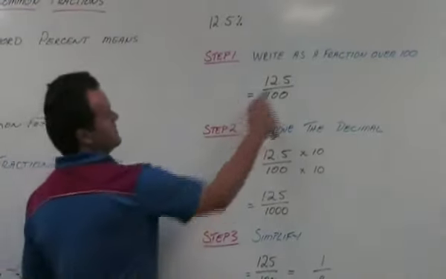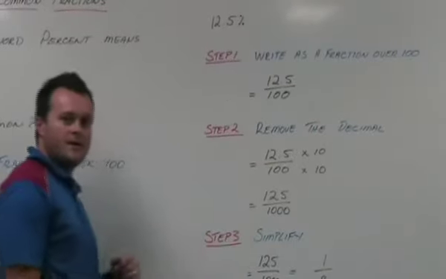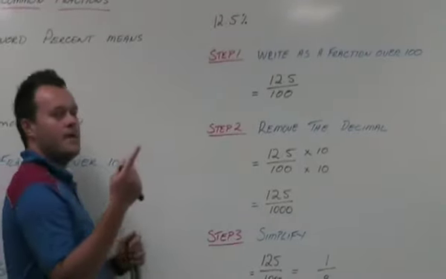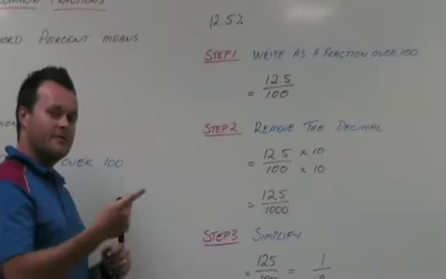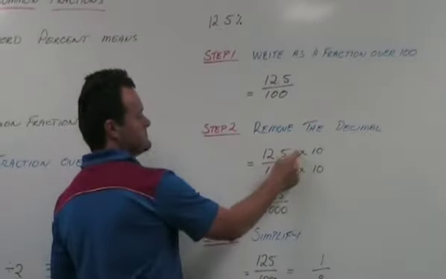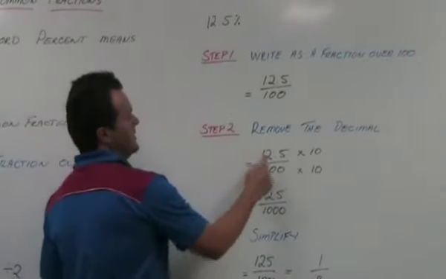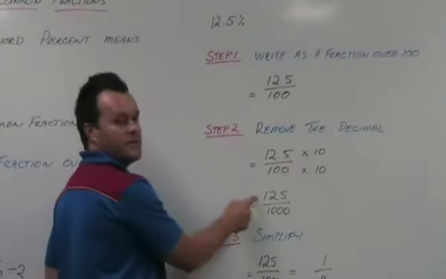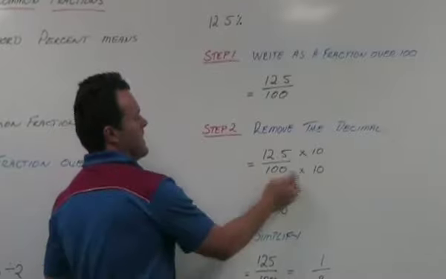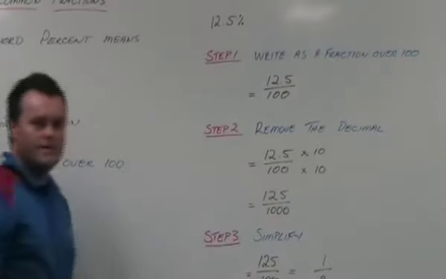What we do is we count how many decimal places there are, and there's 1 there. So we're going to multiply by 10, keeping in mind, what we do to the top, we must do to the bottom. So 12.5 times 10 becomes 125, and 100 times 10 becomes 1,000.